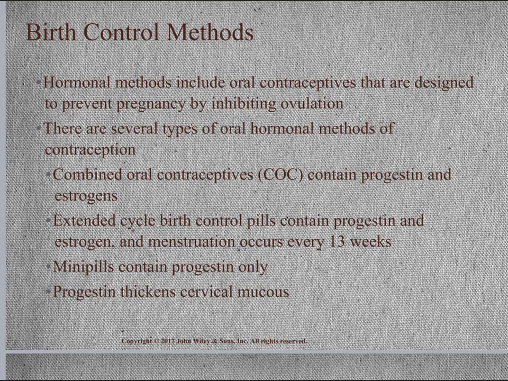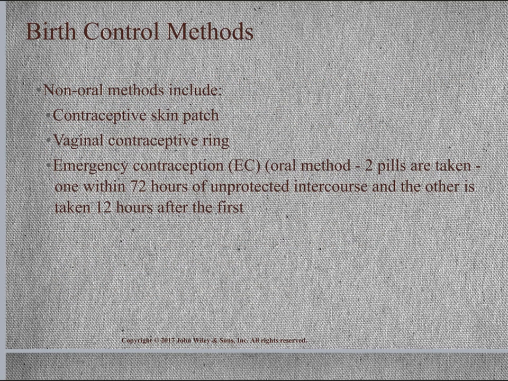There are non-oral methods, which include the contraceptive skin patch and the vaginal contraceptive ring, like NuvaRing. We have emergency contraceptive, EC. These are oral methods. Two pills are taken, one within 72 hours of unprotected intercourse and the other taken 12 hours after the first. This is typically Plan B.